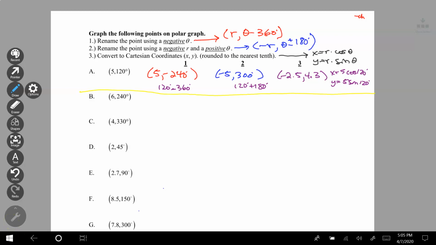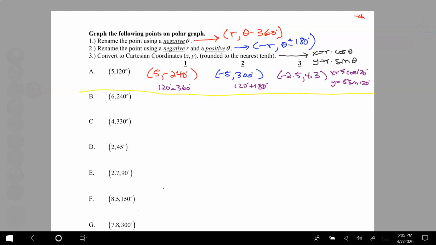Okay, for example A, I took my 5, 120 and converted it to 5, negative 240. And then to make it a negative r, I made it negative 5, 300. And then I converted it into x's and y's by doing x equals 5 cosine 120 and y equals 5 sine of 120. I'm going to go through the rest of the examples after I pause the video, and you could check your results.